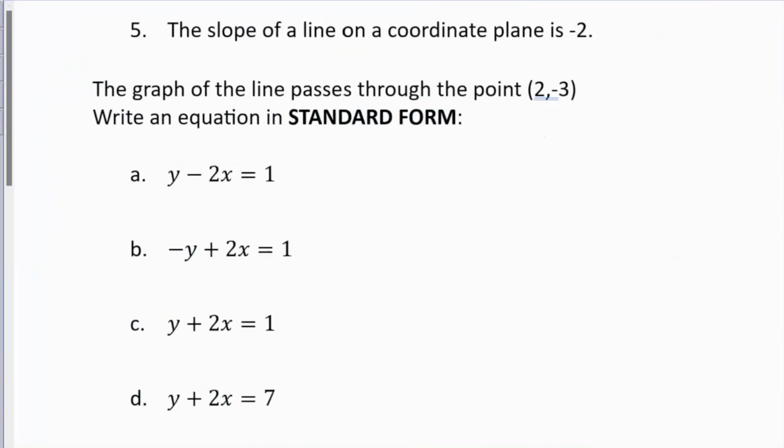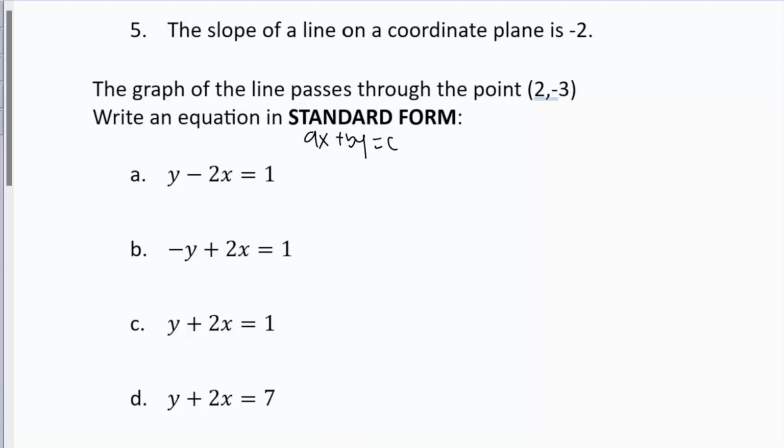All right, number 5. The slope of a line on a coordinate plane is -2. The graph of the line passes through the point 2, -3. Write an equation in standard form. All right, let's go over again. Our standard form is our ax plus by equals c. Now, there's 2 ways you can do this.